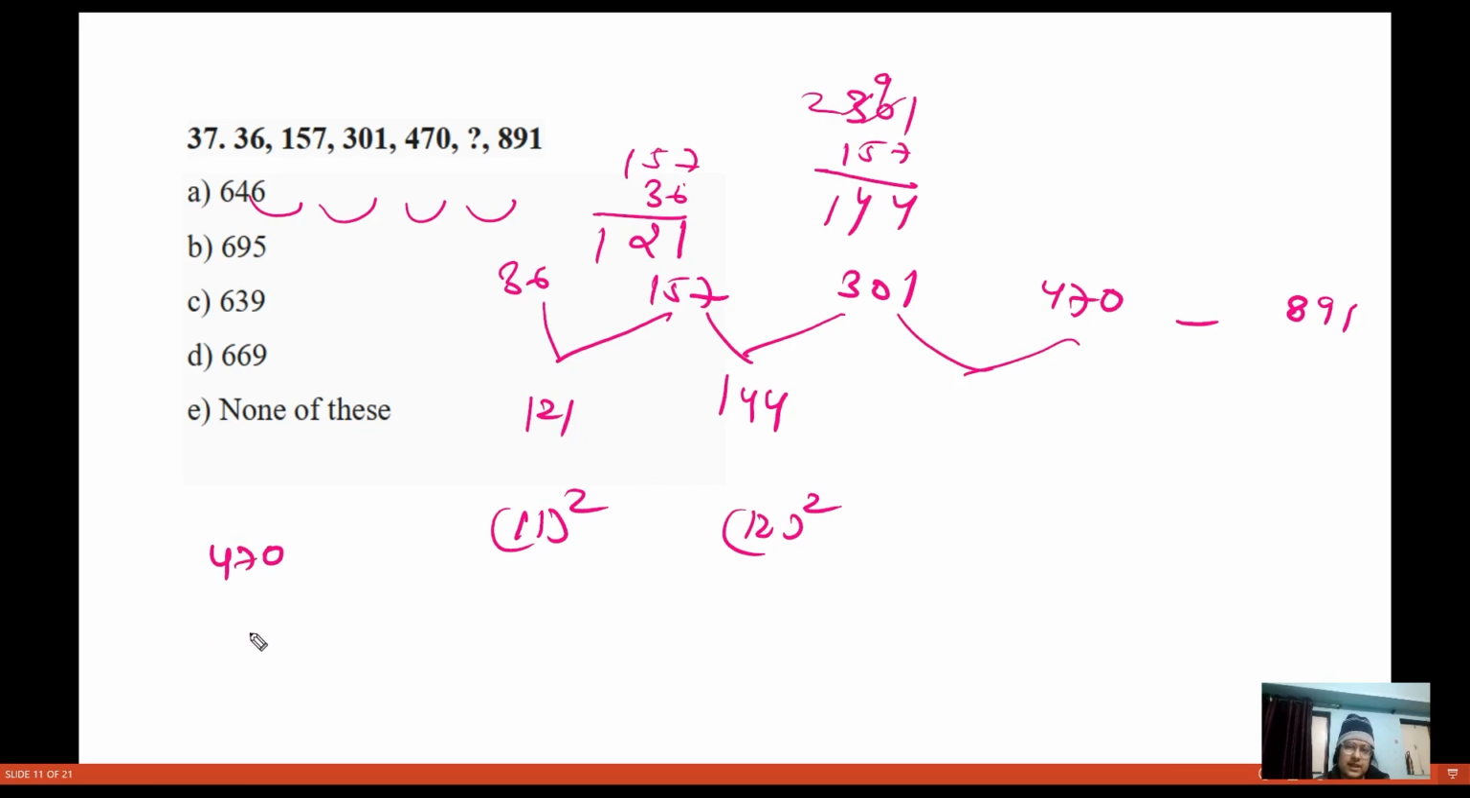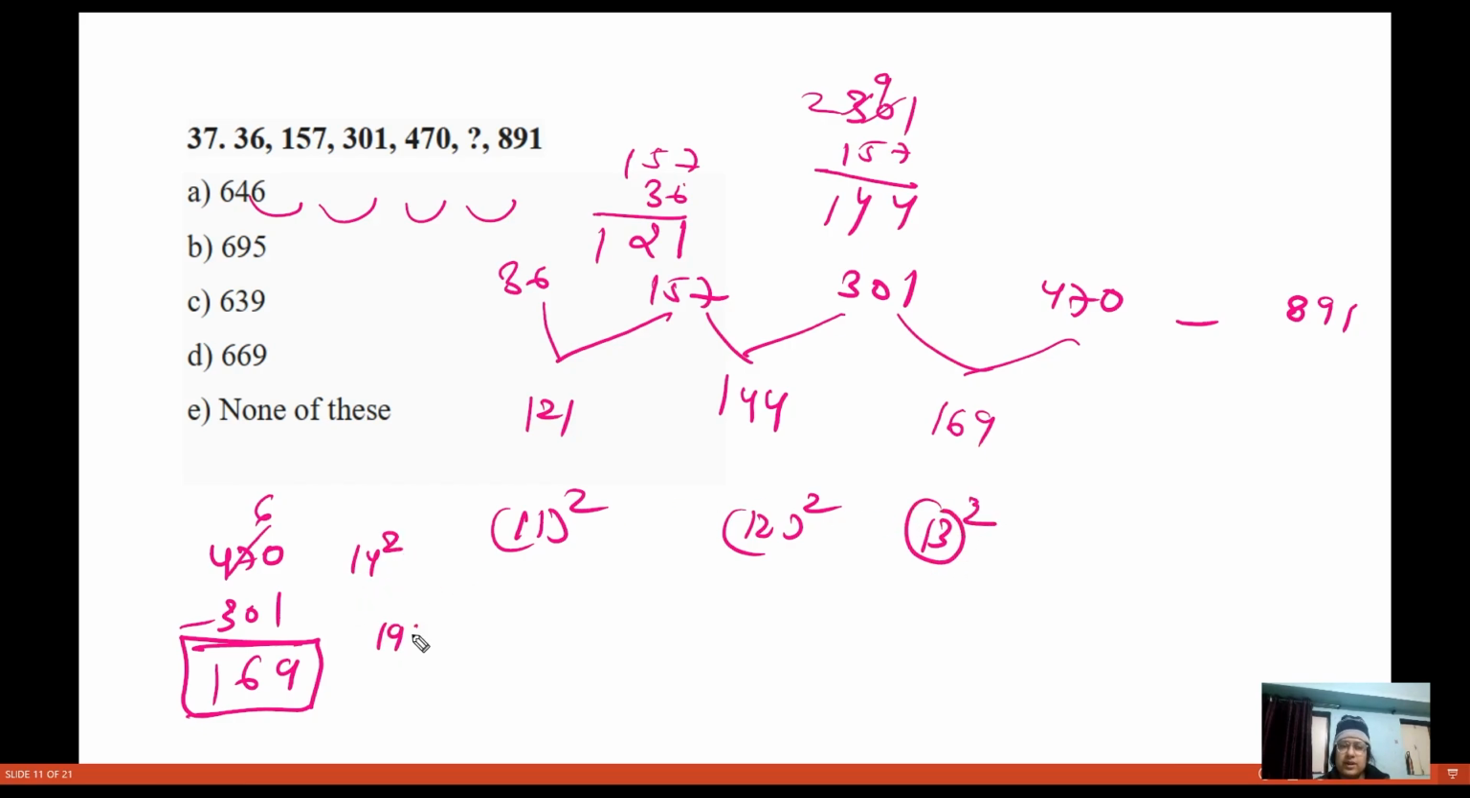So we have 470 and we have 301. So this is 9, this is 6, and this is 1. Yes, 169 is 13 square. Okay, so what do we need? 14 square. What is 14 square? 196. So just add 470 to 196. So how much are you going to get? 6 here, 6 here, and 6 here. Okay, so this is going to be 666. But that is not given in our options.